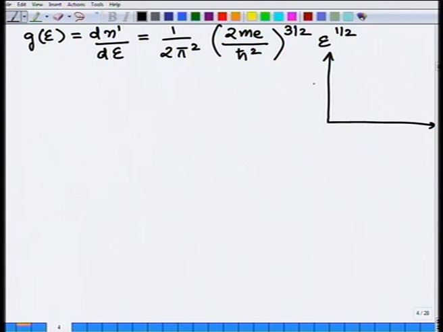So, if this is energy, then G of E goes as square root. It goes something like this.